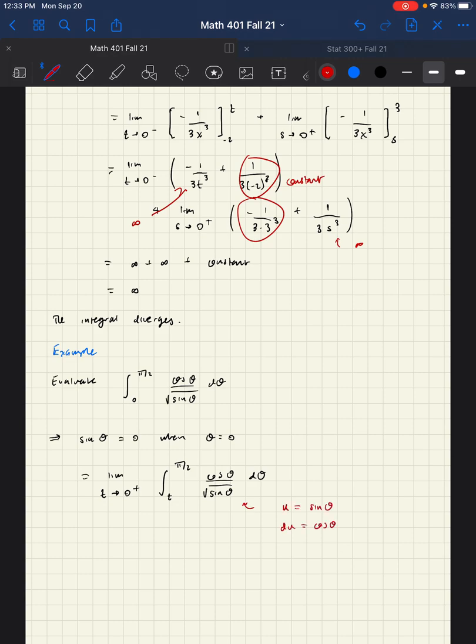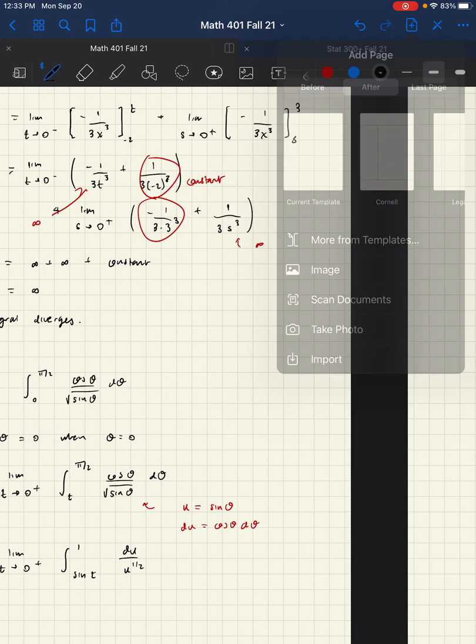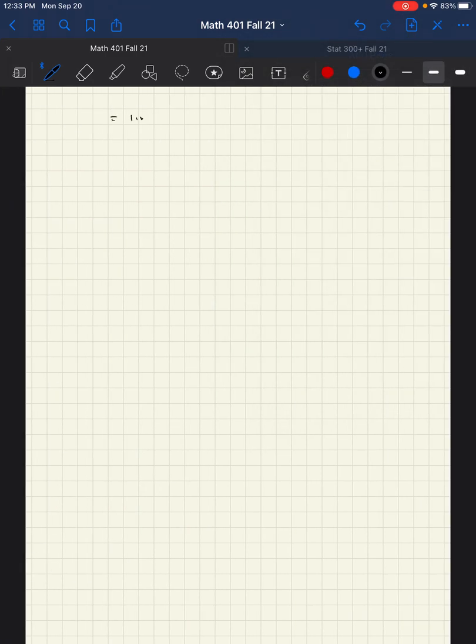This one should be a fairly open and shut case because we can use a simple substitution. I'm going to let u be sine of theta. du is cosine of theta d theta. Again, continuous transformation of theta means we don't have to worry about anything with the limit. So we're going to take the limit as t approaches 0 from the right of the integral from sine of t to sine of pi over 2, which is 1. And then that'll be du over u to the 1/2.